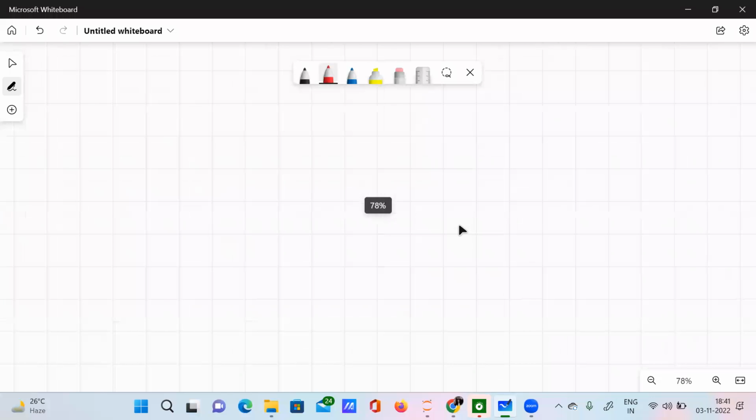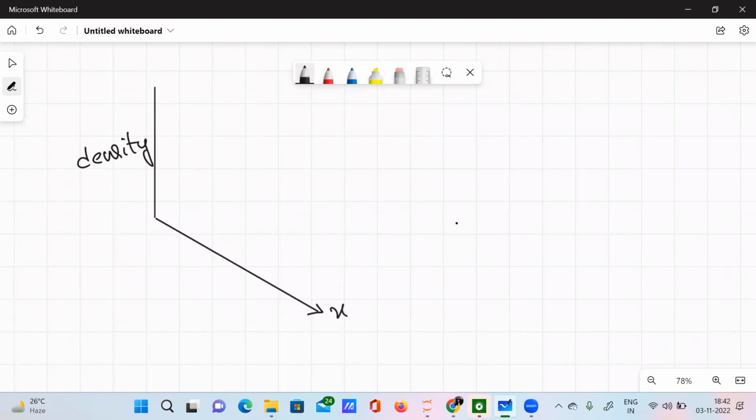So if I want to plot this on a three-dimensional graph, what can I do? I would be plotting this. This is my density, this would be my x-axis, and this would be my y-axis. So what would be the mean of y here? The central value, this particular line, would be the mean of y, y bar.